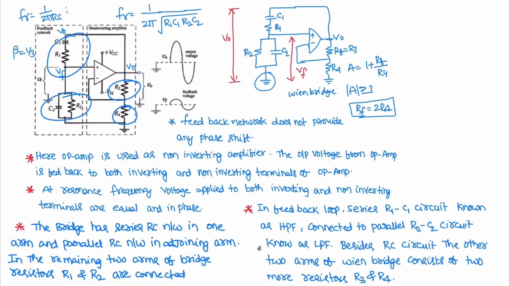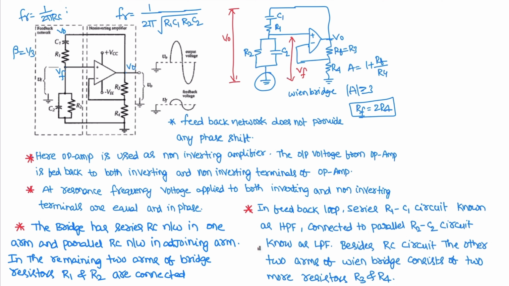Here the op amp is used as a non-inverting amplifier. The output voltage from the op amp is fed back to both the inverting and non-inverting terminals of the op amp. This complete feedback network doesn't provide any phase shift; the total phase shift provided by it is 0. At resonant frequency, the voltages applied to both inverting and non-inverting terminals are the same.